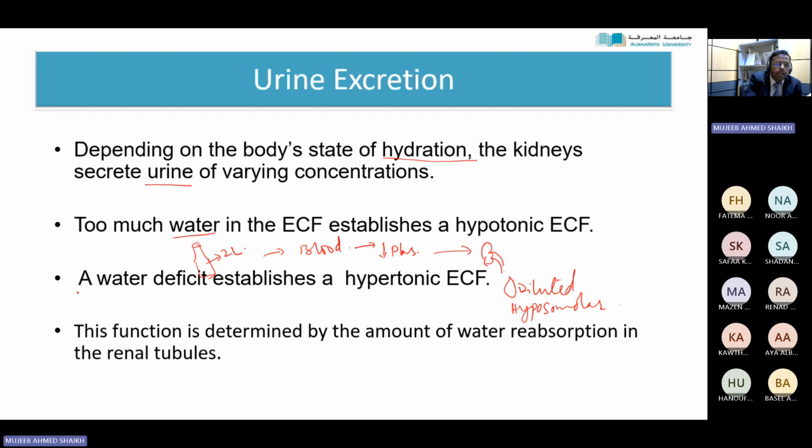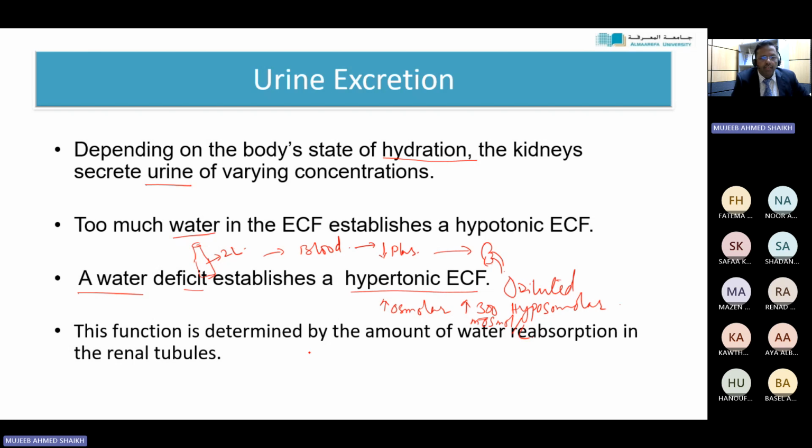In case of water absence or water deficit, the extracellular fluid volume will become hypertonic. What is meant by hypertonic? Increased osmolarity. Above what? Above 300, because 300 is our normal osmolarity. If it is more than 300 milliosmol per liter, then we call it a hyperosmolar or hypertonic solution.